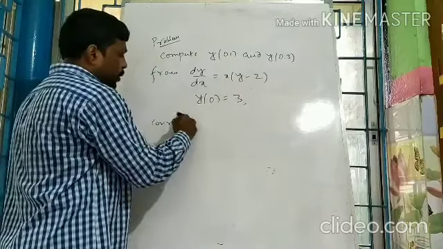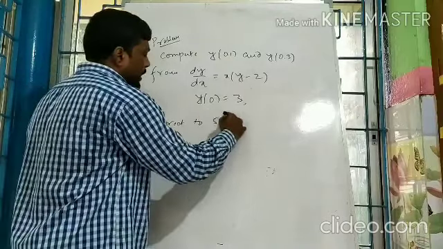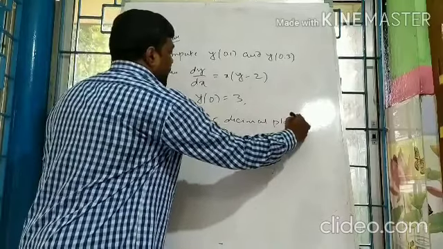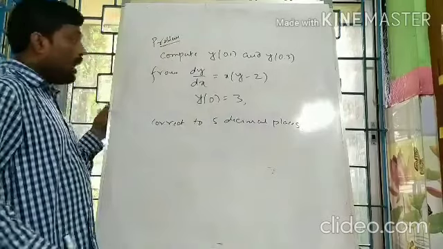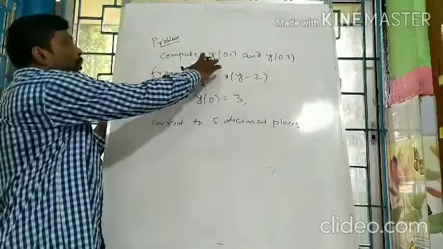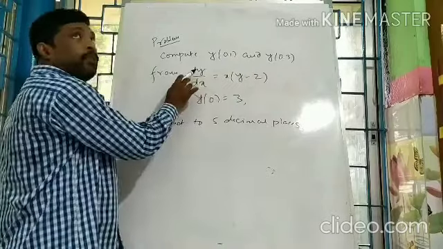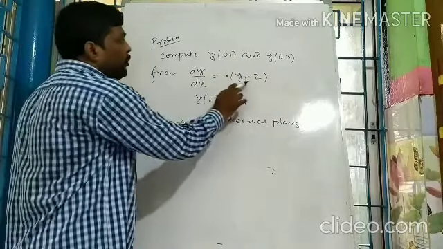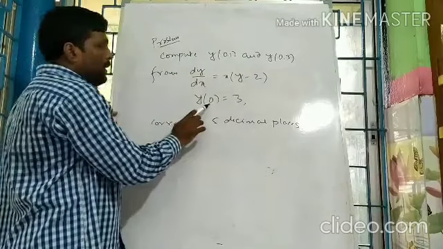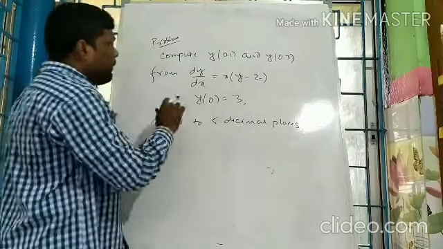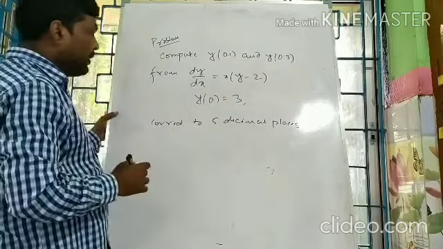So you have to compute y(0.1) and y(0.3) from this differential equation dy/dx = x y minus 2, with initial condition that at the point 0, the value of y is 3, correct to 5 decimal places. We will use the Taylor series method.